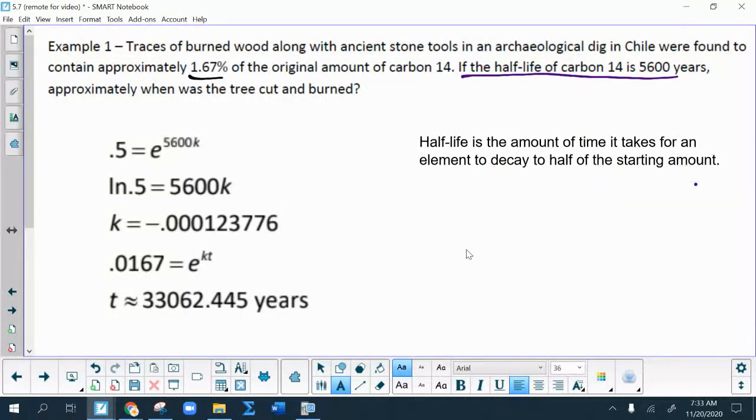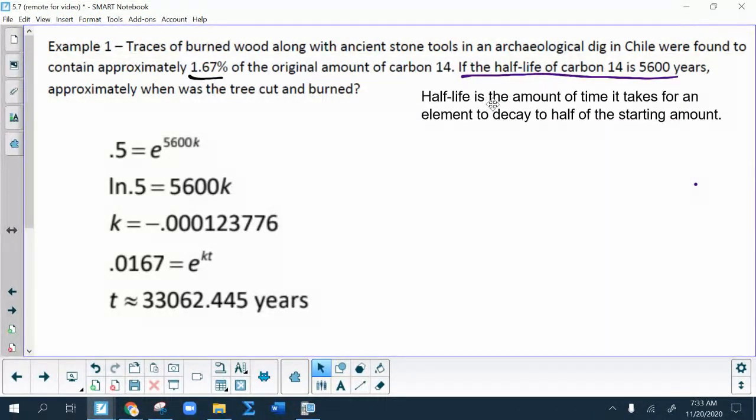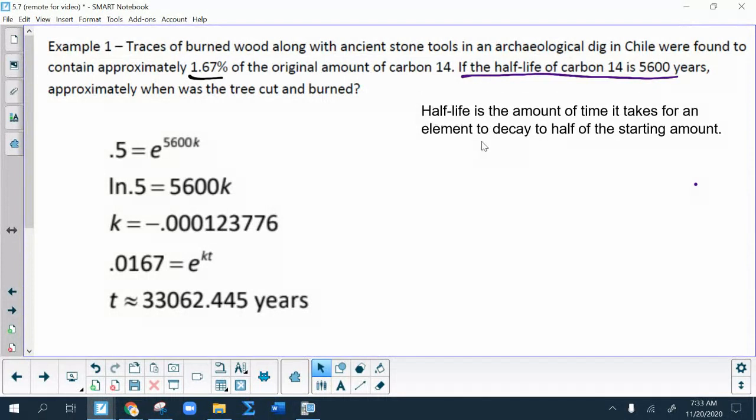So when we say half-life, it's literally the amount of time it took to go from 50 to 25, or 100 to 50, or 1 to a half. It doesn't matter how much you start with, you're going to go to half after you're done, which is what's going on in this problem over here. So we don't actually know how much we started with. We just know that it takes 5,600 years to get to that half.